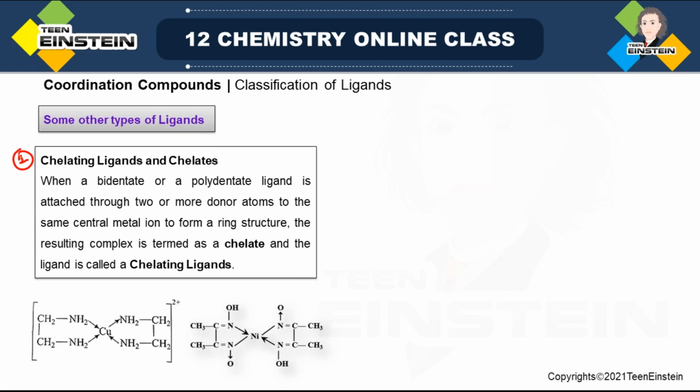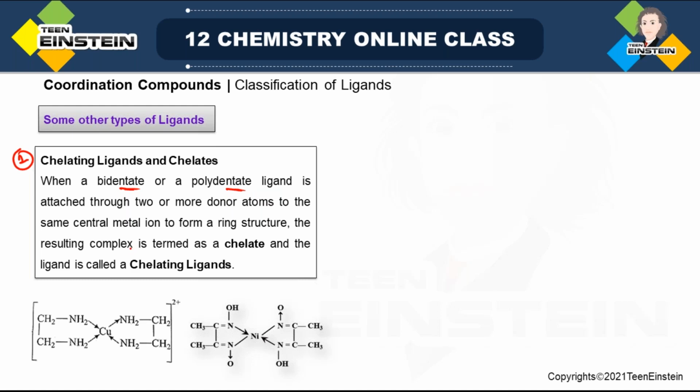So the ligands are called chelating ligands, and after binding to the metal, the ring structure that is formed is known as chelate. If you want to get a chelate, you have to use a minimum of bidentate. You cannot use monodentate, because if it is monodentate, ring formation is not possible. So minimum bidentate is required, and if it is tridentate or tetradentate, it is fine.